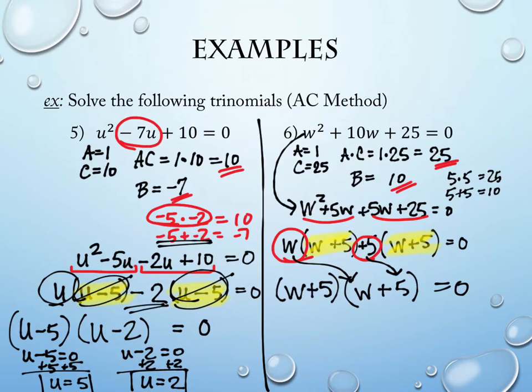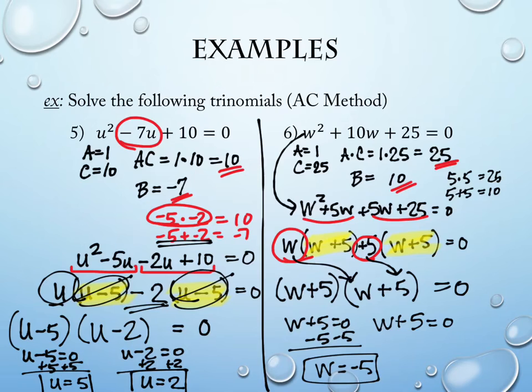Sometimes the sets in parentheses do match. That's fine. It's not a problem. But it does mean that I'm not going to get 2 distinctly different answers, because if I set each of these equal to 0, they will be identical. So when I subtract my 5 and I get w equals negative 5, both of them do that. So if you notice that they're the same, you don't really need to set them both equal to 0 and solve. It's perfectly recognizable at that point that there's only one solution.